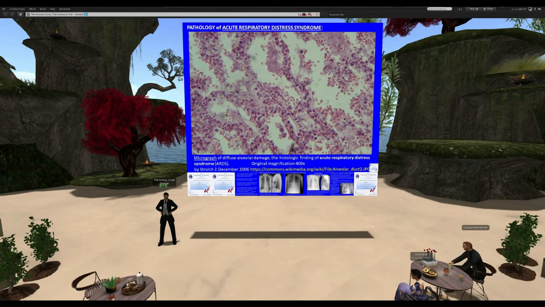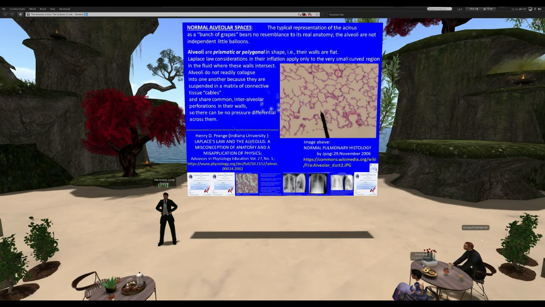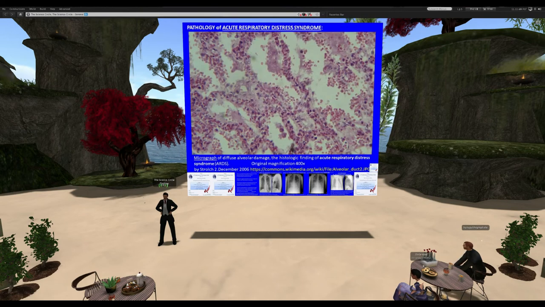Here's ARDS, where you start to get thickening of the septae. Remember the other one? Looks very defined and wide open spaces, and this not so much. This has all this fluid material in the spaces, including blood cells. So there may be some bleeding into some of those spaces. That might be artifacts. It's hard to know, but that doesn't look so good.